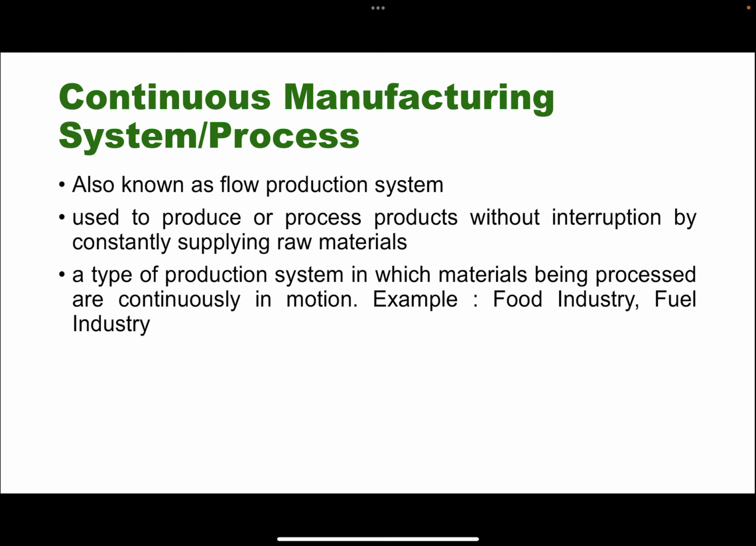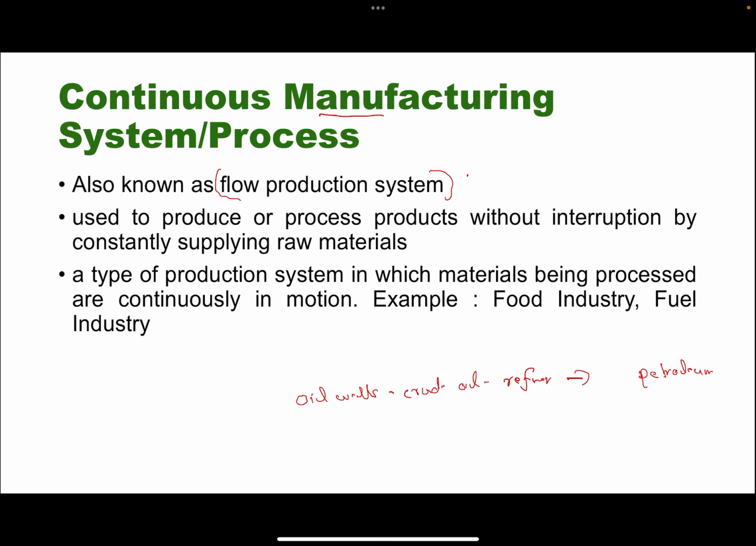So what do you mean by continuous manufacturing system or process? It is also known as flow production system. Take the case of the petroleum industry. See these oil wells, they are working day and night continuously to produce crude oil, and this crude oil is fed to the refineries to finally get the petroleum products. These are not manufactured based upon the requirement, these are manufactured continuously.